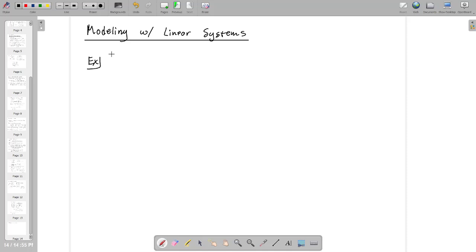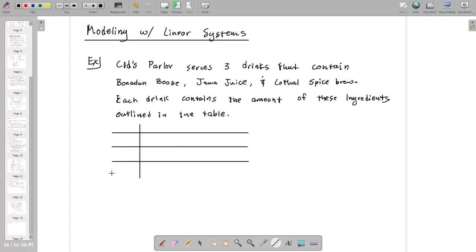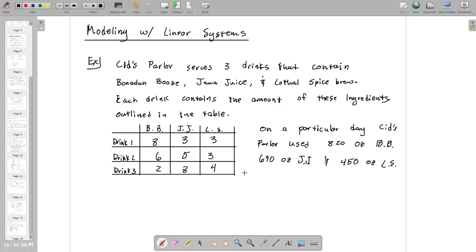I'm just going to solve it a little bit differently. Sid's Parlor serves 3 drinks that contain Bonneton booze, Java juice, and Lothal spice brew. Each drink contains the amount of these ingredients outlined in the table. On a particular day, Sid's Parlor used 820 ounces of Bonneton booze, 690 ounces of Java juice, and 450 ounces of Lothal spice brew. How many of each drink were sold that day?